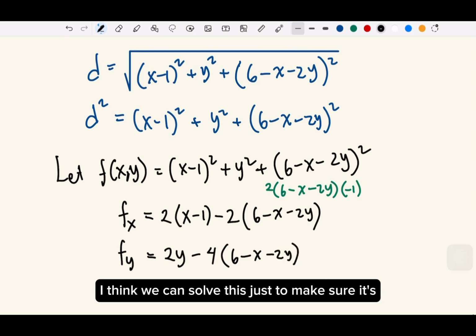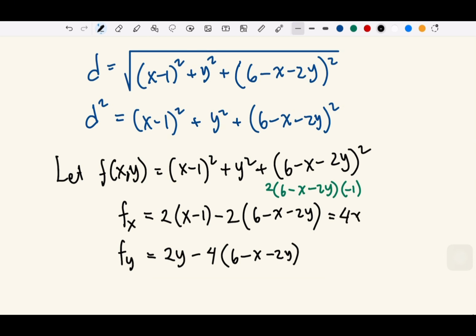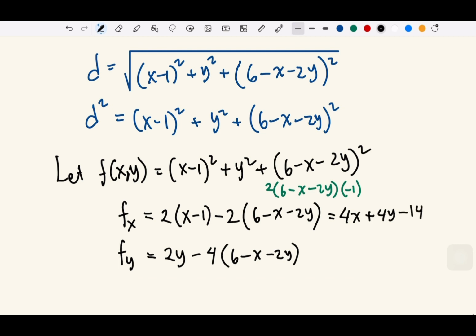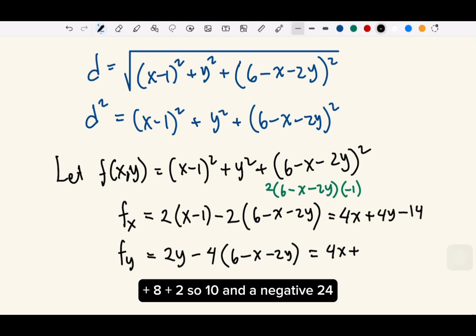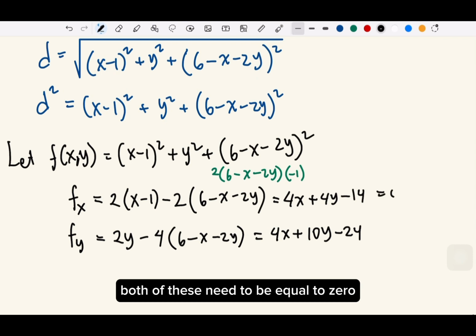I think we can solve this just to make sure it's correct. So 2x plus 2x is 4x. So plus 4y. And then minus 12. Minus 12 minus 2 is minus 14. This one, 4x plus 2 or plus 8 plus 2, so 10, and then negative 24. Both of these need to be equal to 0.